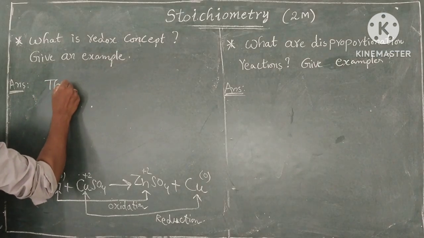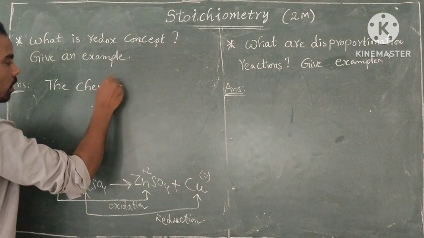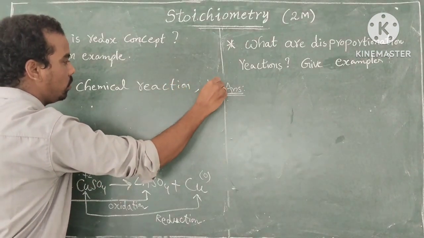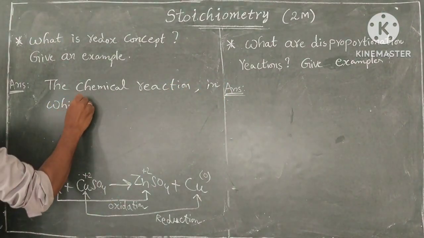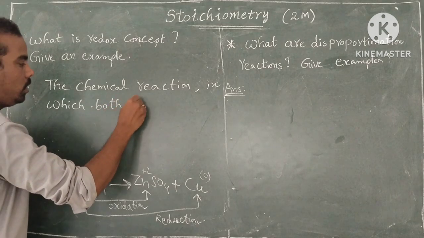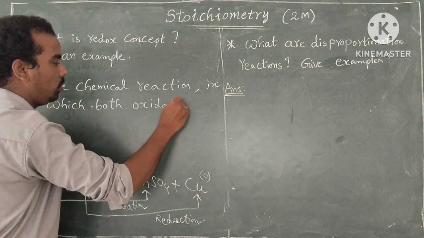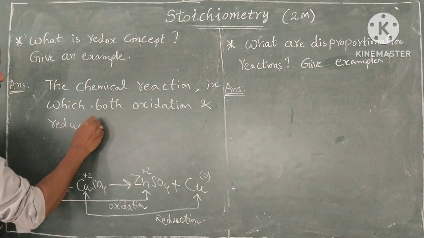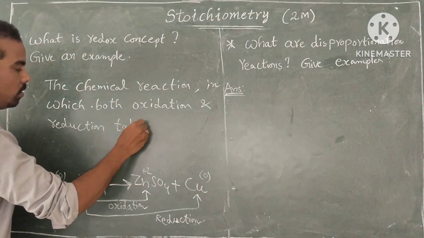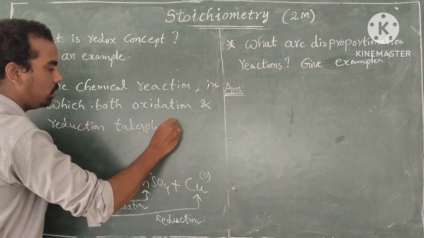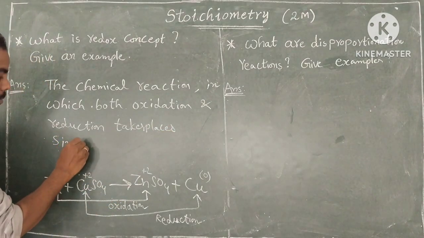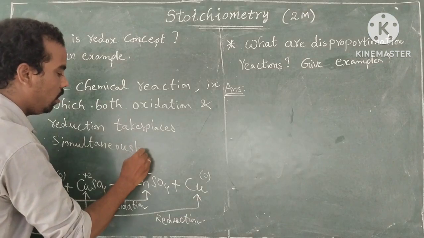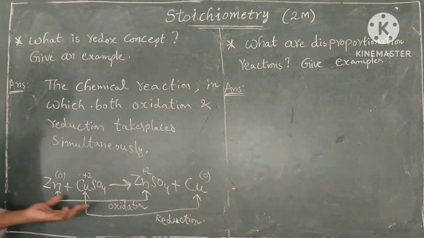So that means the statement: the chemical reaction in which both oxidation and reduction take place simultaneously. That reaction is called a redox reaction or redox concept. Statement 1 mark, equation 1 mark, 2 marks.